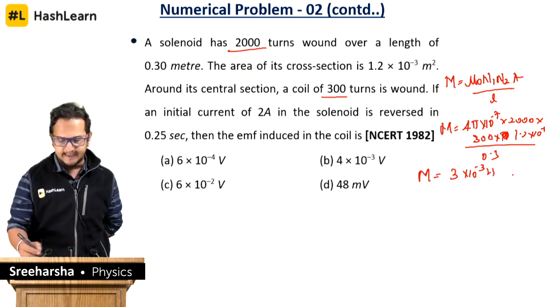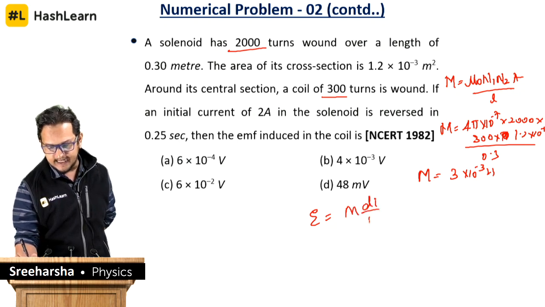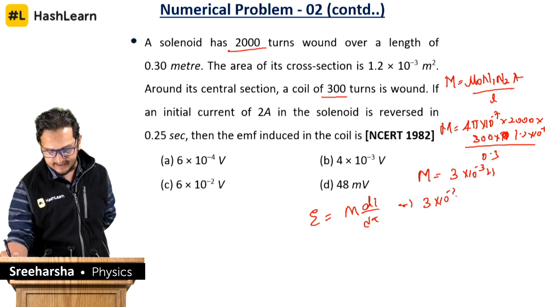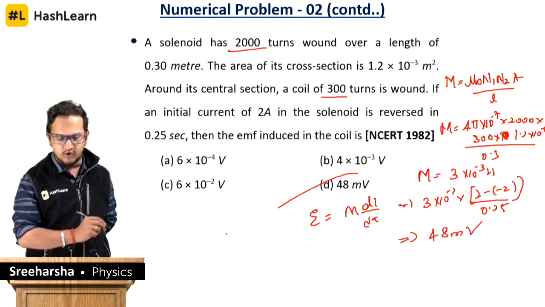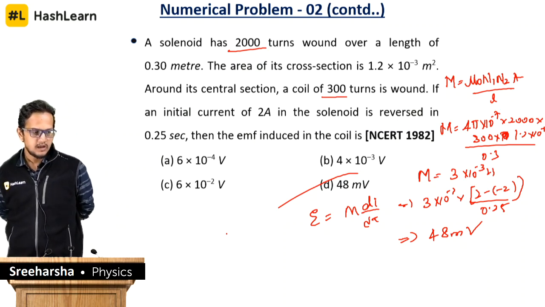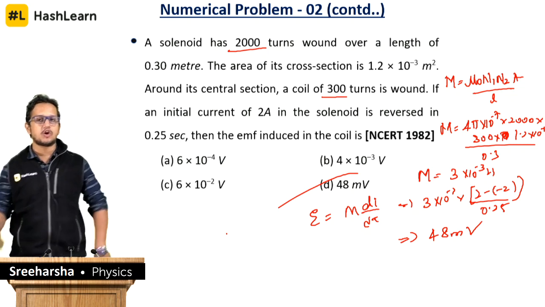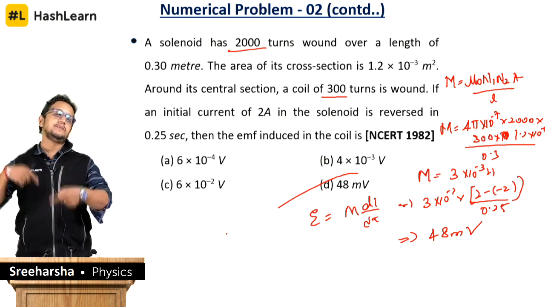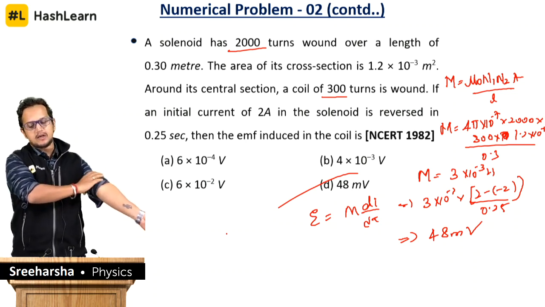The magnitude of the EMF is given by M times di by dt. On solving, you will have 3 into 10 power minus 3 into the reversal of current, minus of minus 2, in 0.25 seconds. You'll get the answer as 48 millivolts. So this is the answer, 48 millivolts. We are using two concepts over here. First, you are finding the mutual inductance and then the EMF induced by it. I hope you are clear with this, students.